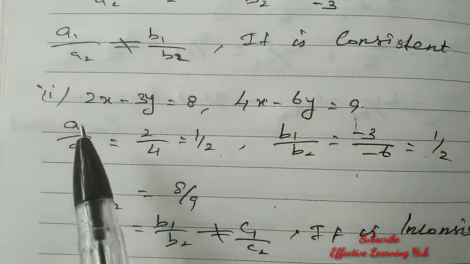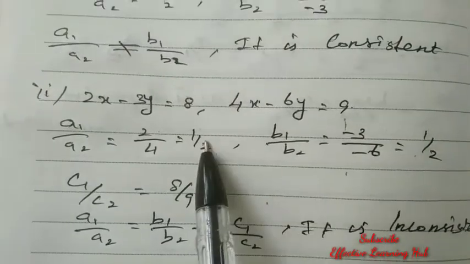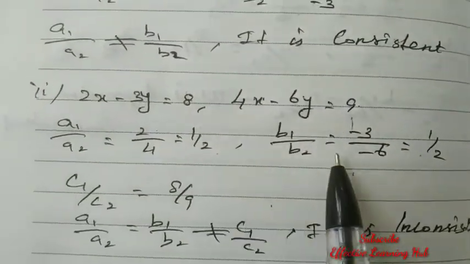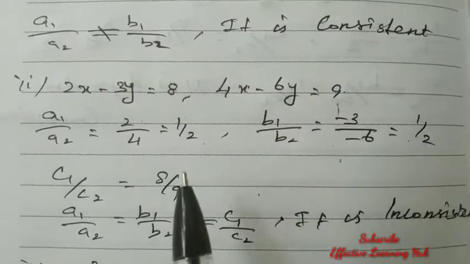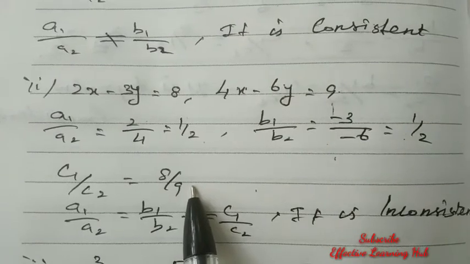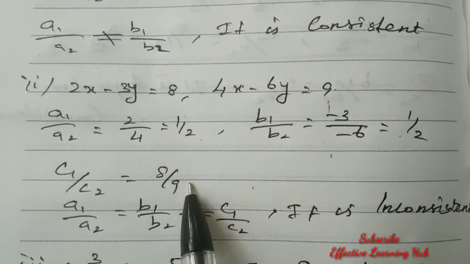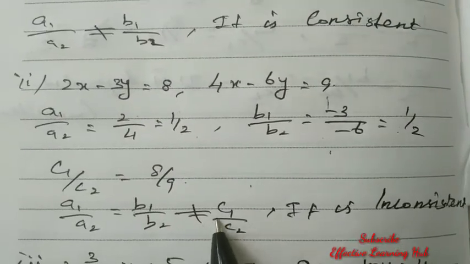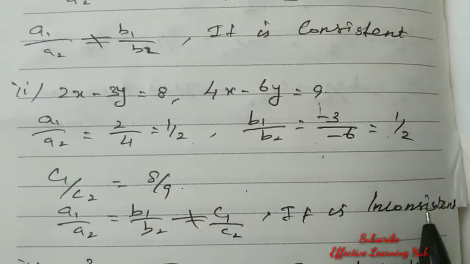So here a1 by a2 equal to 1 by 2, b1 by b2 equal to 1 by 2. So a1 by a2 equal to b1 by b2 but not equal to c1 by c2. c1 by c2 is 8 by 9, so not equal. So a1 by a2 equal to b1 by b2 not equal to c1 by c2. It is inconsistent.